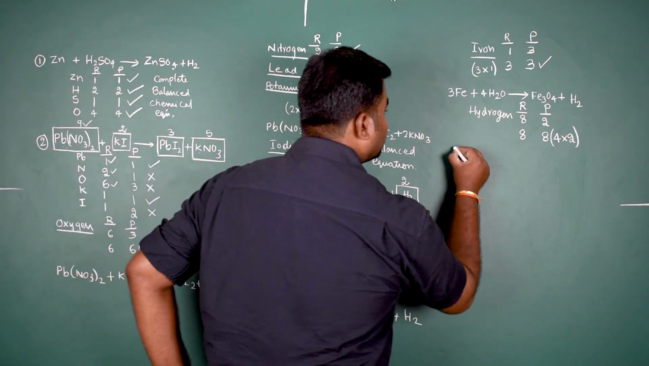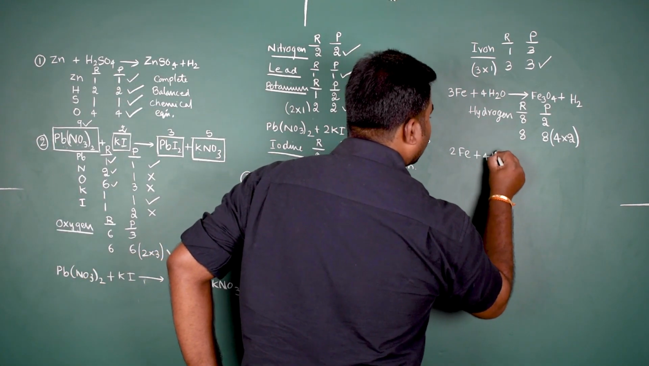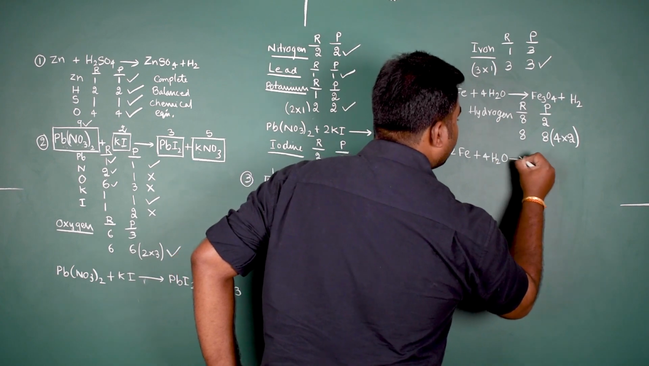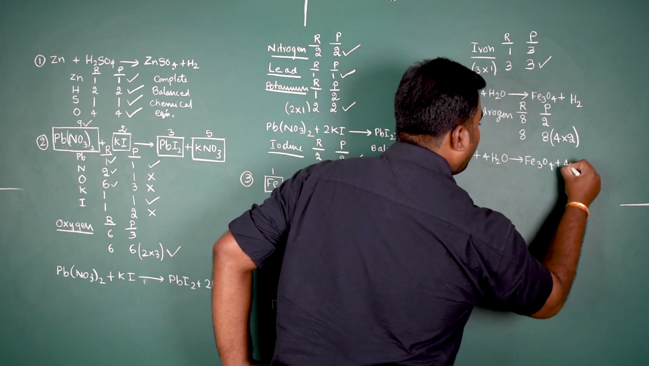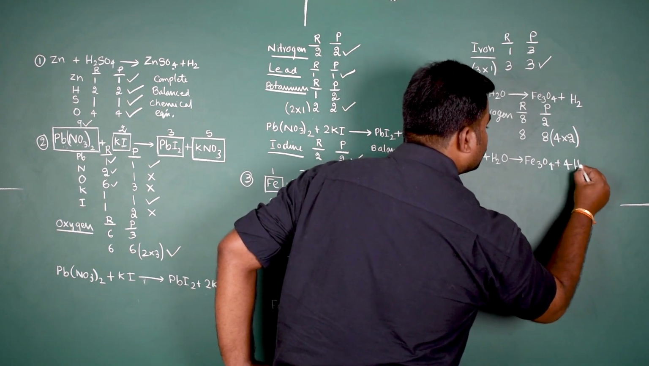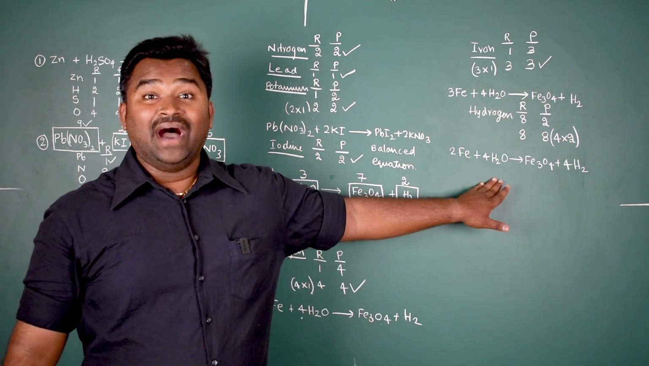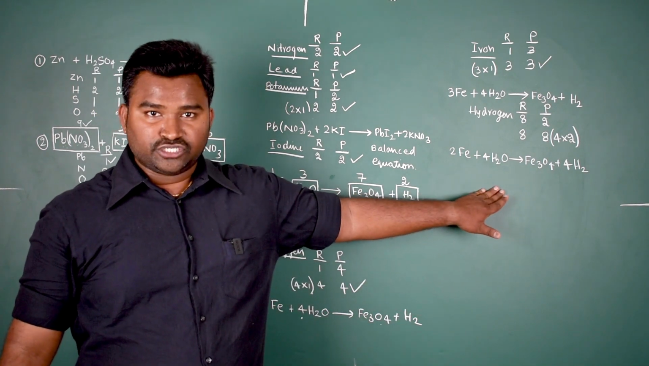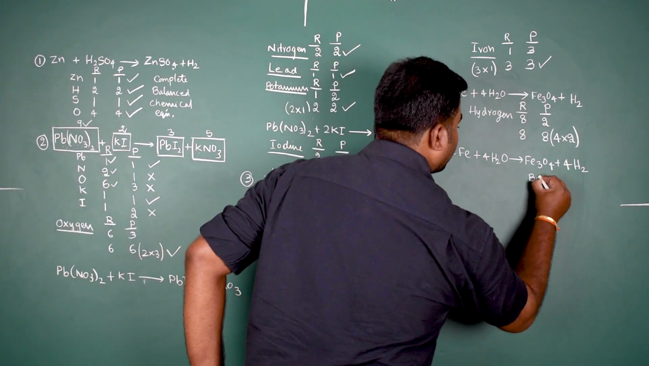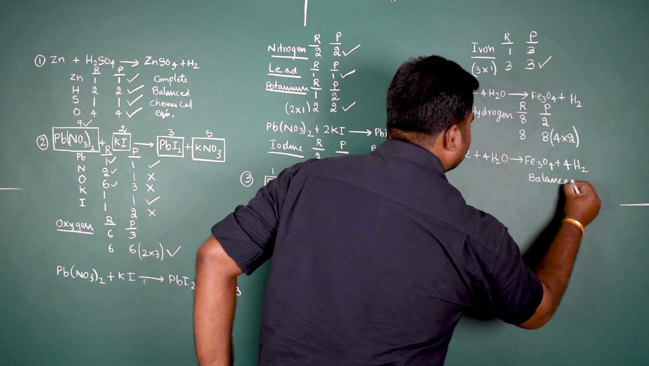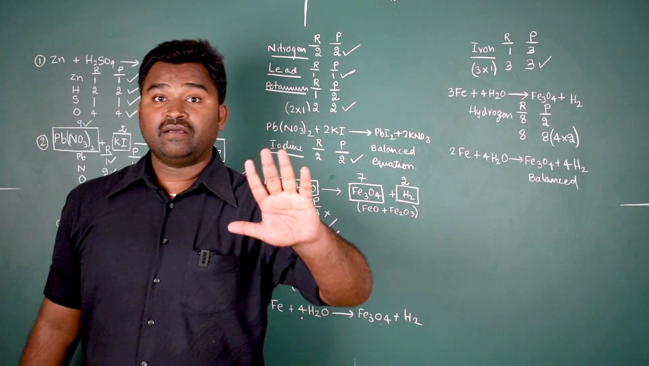So my final equation will be 3Fe plus 4H2O forming Fe3O4 plus 4H2. This becomes my complete balanced chemical equation. You understand this? So it is balanced. So we have solved how many? 3 equations, and we are left with 5 more.